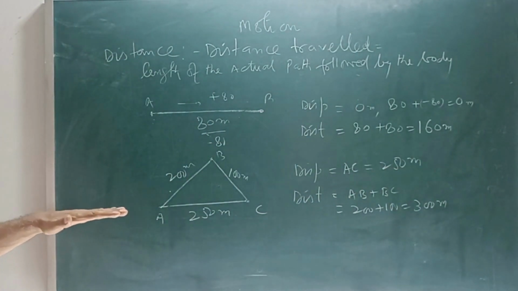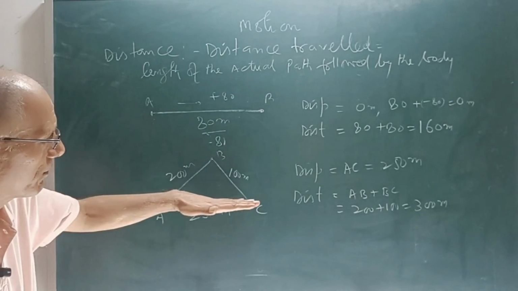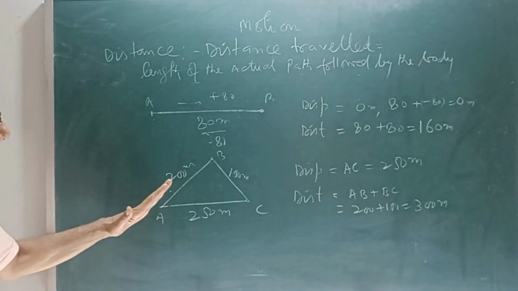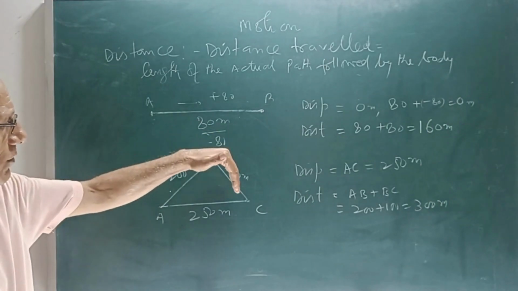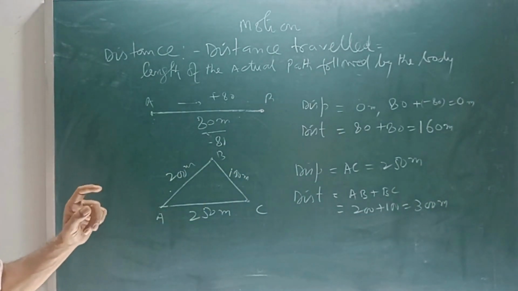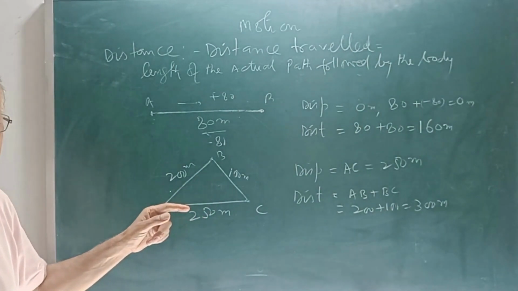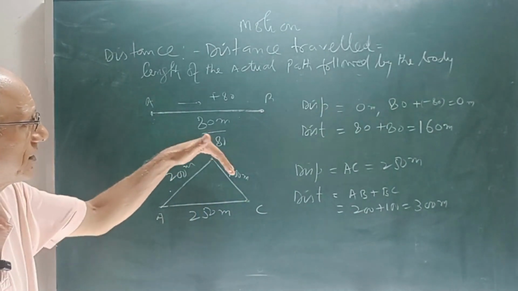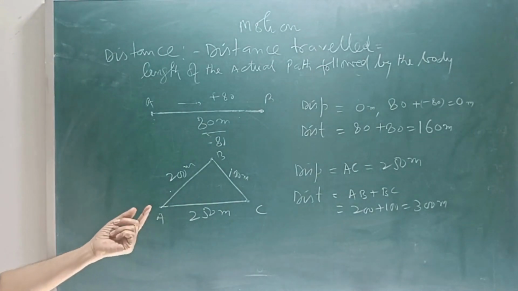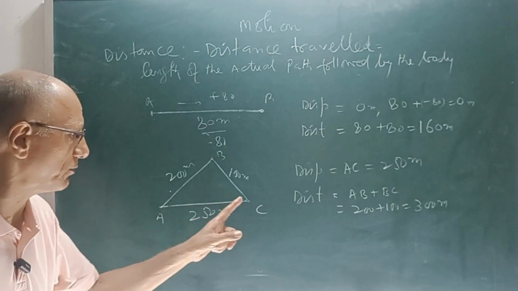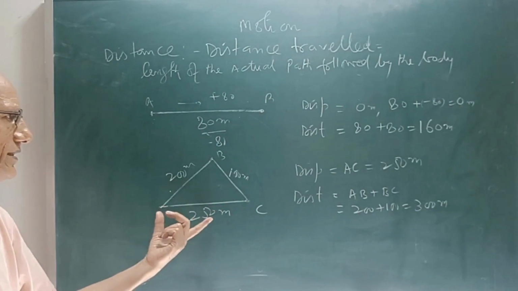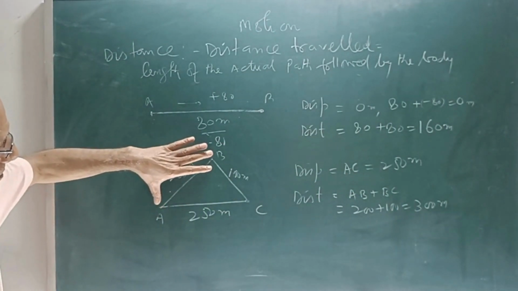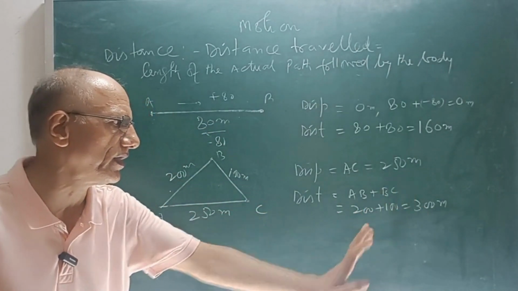As far as the distance is concerned, the path is not followed along this, but along this. So the distance is the length of the actual path followed. Due to confusion, some say displacement is the shortest distance and distance is the longest distance. Nothing like that is true. Displacement is the change in position, the distance between the two positions, that is AC, and distance traveled is the actual path length. The actual path is AB and BC. So the sum of these two will be 300 meter.